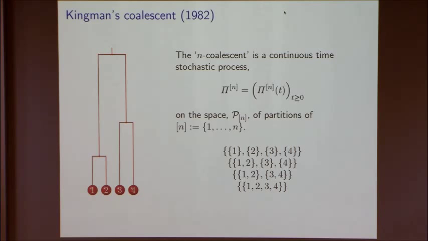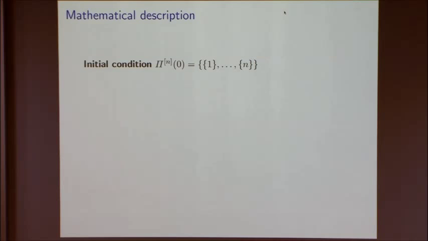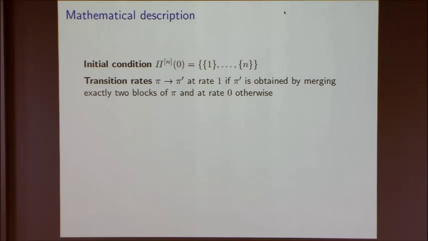So the coalescent process is described by the sequence of partitions and the waiting times between the transitions. More formally, you have an initial condition, which is the set of singletons. Transition rates are: you transition from one partition pi to another partition pi prime at rate 1 if pi prime is obtained by merging exactly 2 blocks of pi. Otherwise, the rate is 0. And this continues until you get to the absorbing state.